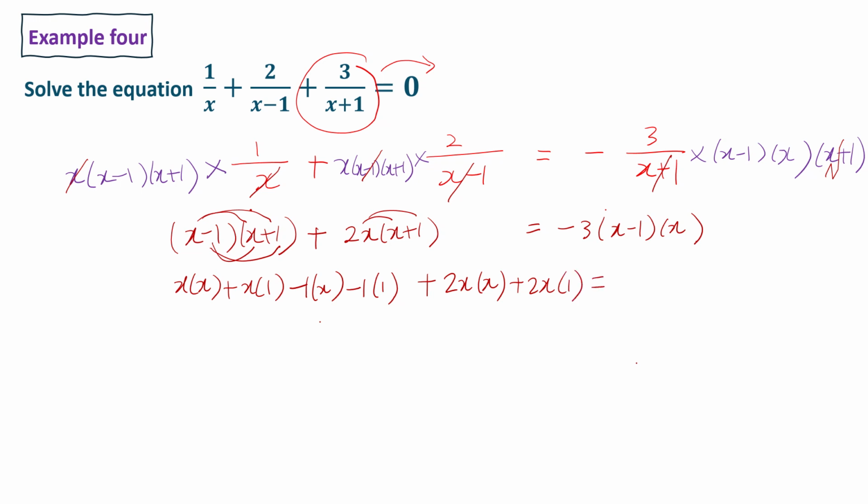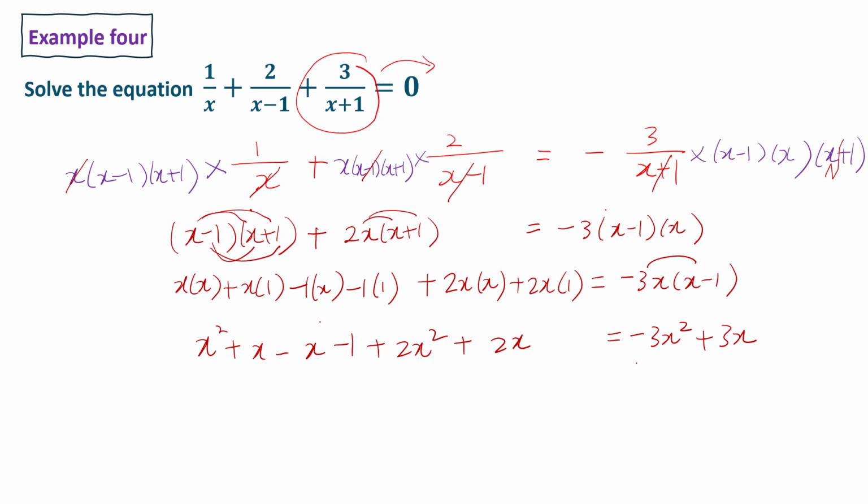This will give us negative 3x with x minus 1. And this gives us negative 3x squared. Negative 3x with negative 1 will give you positive 3x. And we can simplify this to be x squared plus x minus 1 plus 2x squared plus 2x. So if we simplify further, we would have 6x squared minus x minus 1 equals to 0.